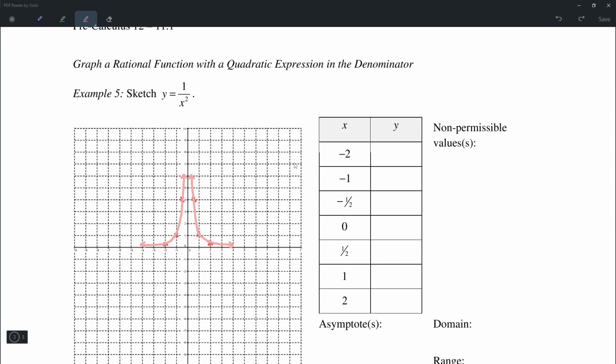So -2 squared is 4. The reciprocal is a quarter. And then we have 1. And then we have 4. 4, 1, and a quarter.